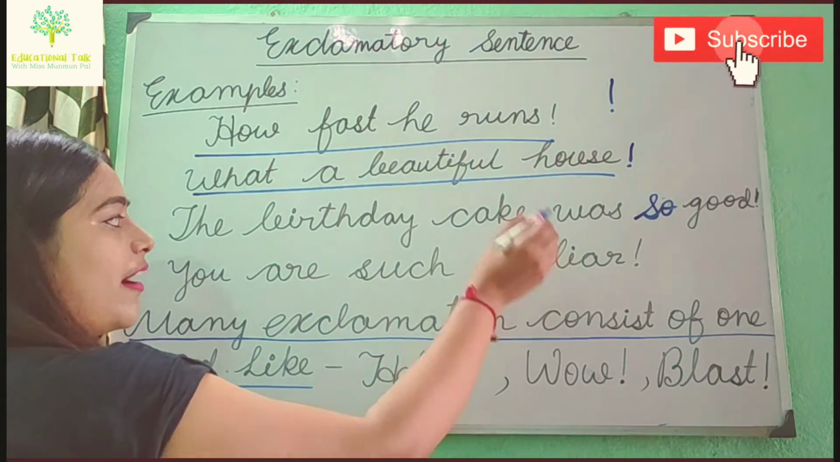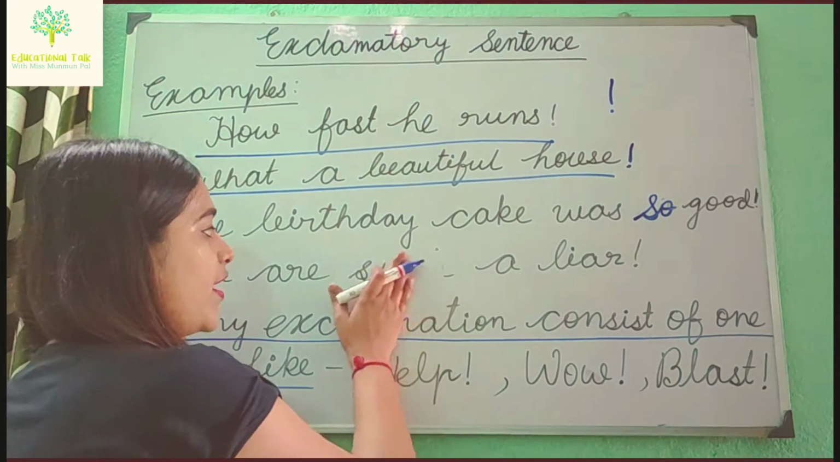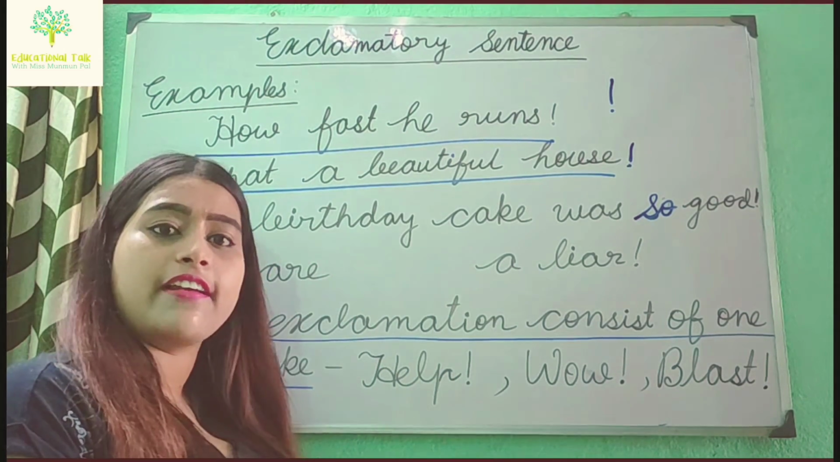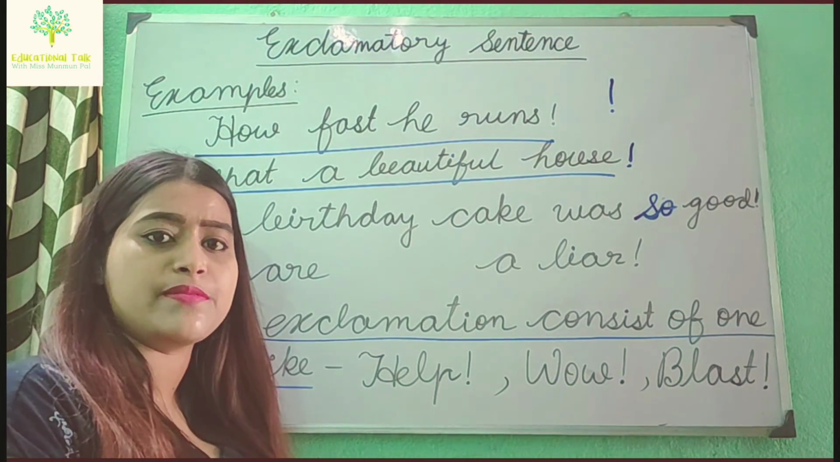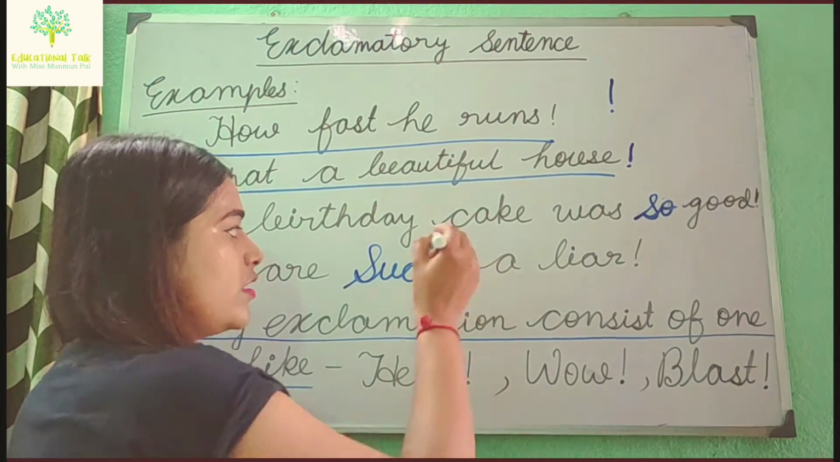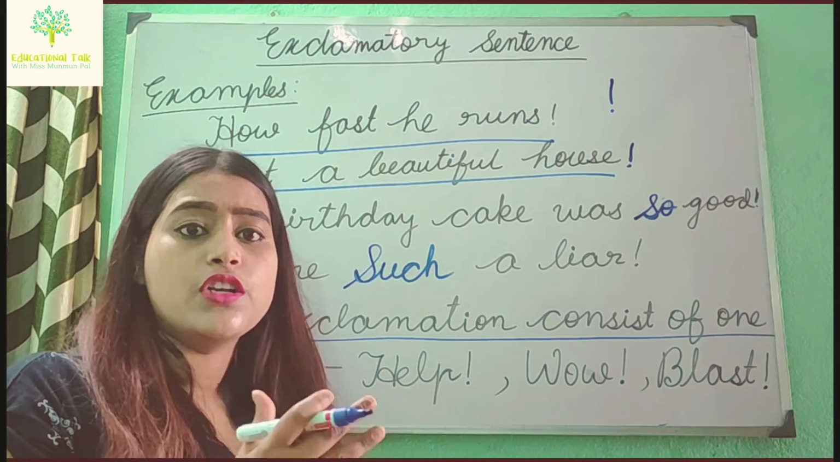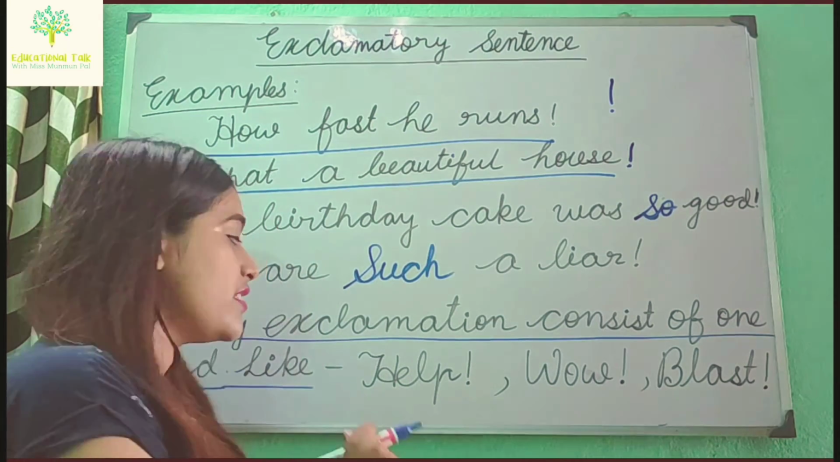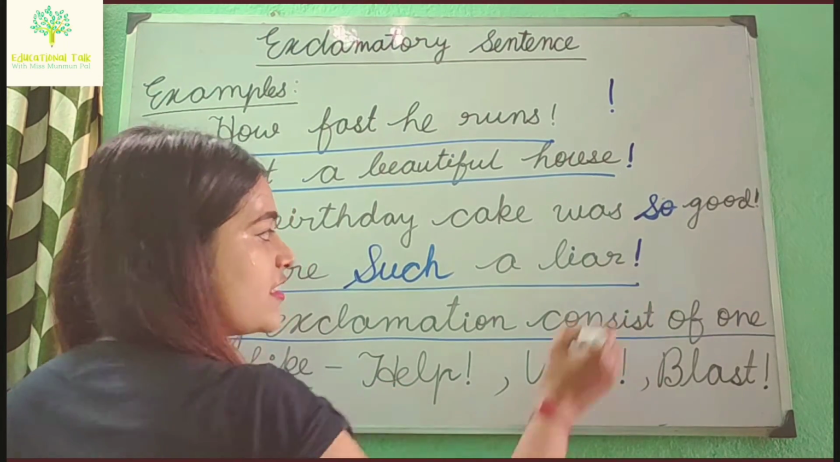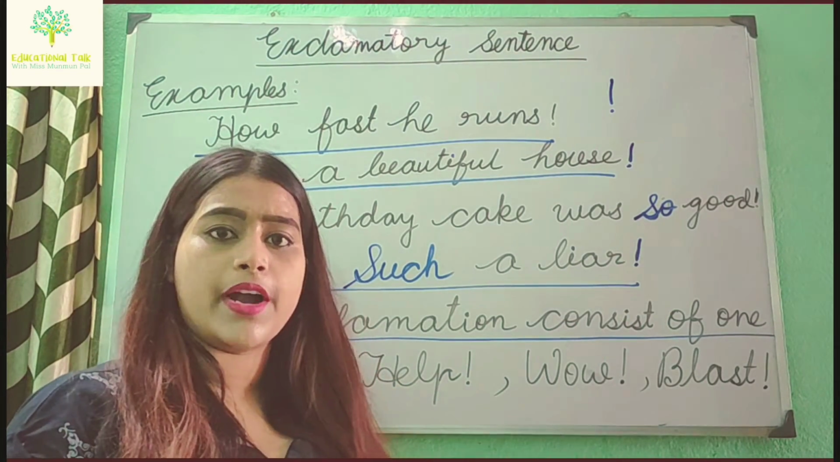Next, you were such a liar. Here, if I remove such, you were a liar. It is a declarative sentence, or you can say an assertive sentence. But when I am adding such, this word shows a strong emotion. So it is an exclamatory sentence. So you are such a liar. And I have finished this one with an exclamation mark.